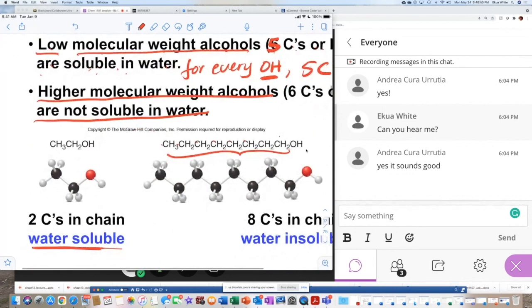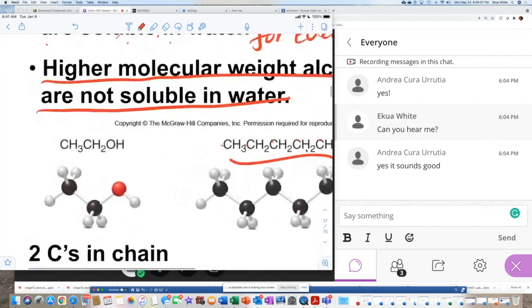It's soluble in water. Why is it soluble in water? How many alcohol groups do we have? We have 1. We know the alcohol group can support a max of 5 carbons. This alcohol group is attached to 2 other carbons, so it's good. It's soluble in water. So this is soluble in water.